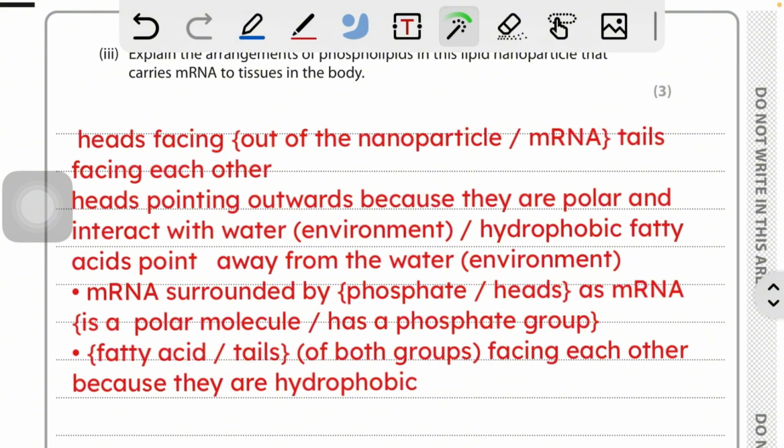As you can see, the answer is written just as I said: heads are facing out of the nanoparticle, tails facing each other, heads pointing outwards because they are polar and interact with the water environment, and hydrophobic fatty acids point away from the water. Then mRNA surrounds the phosphate heads, as mRNA is a polar molecule that has a phosphate group in it. The fatty acid tails of both groups are facing each other because they are hydrophobic.